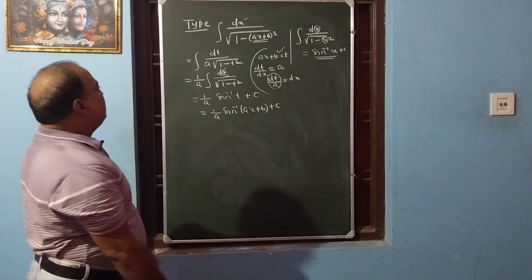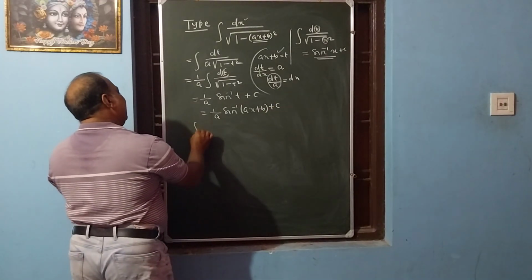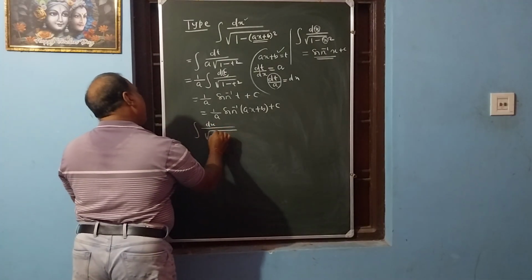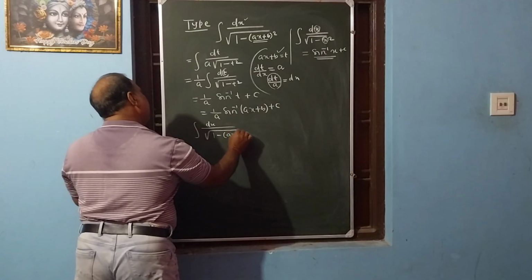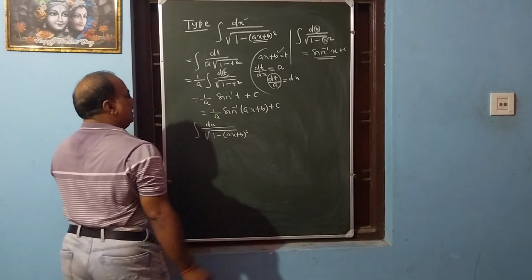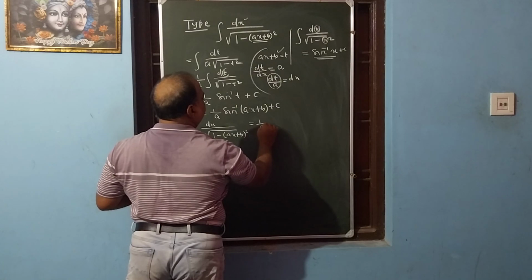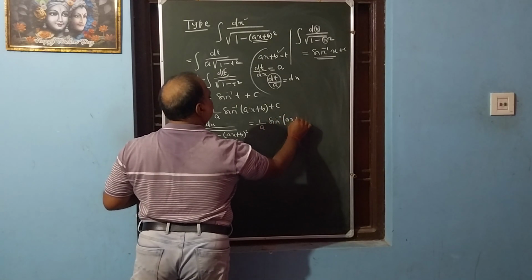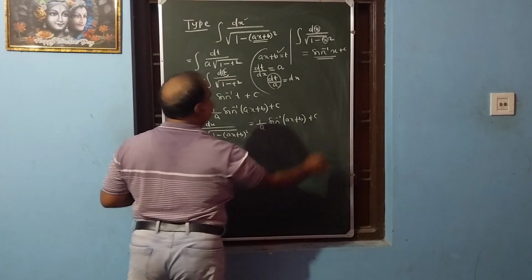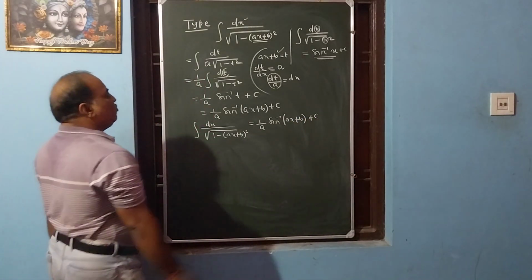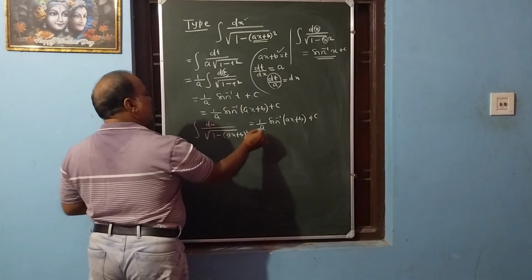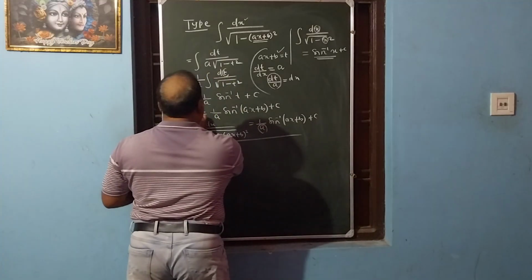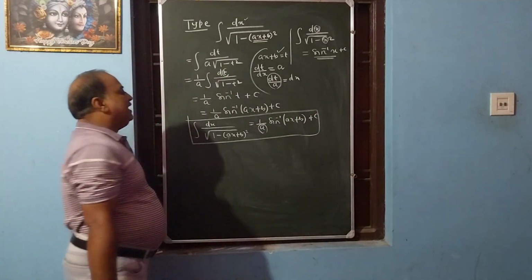Now you have to remember the formula: integration of dx by root of 1 minus (ax plus b) whole square is equal to 1 by a sine inverse (ax plus b) plus c. Here the coefficient of x is a, so that will be divided here. You remember this is the one formula. The coefficient of x must be divided there.